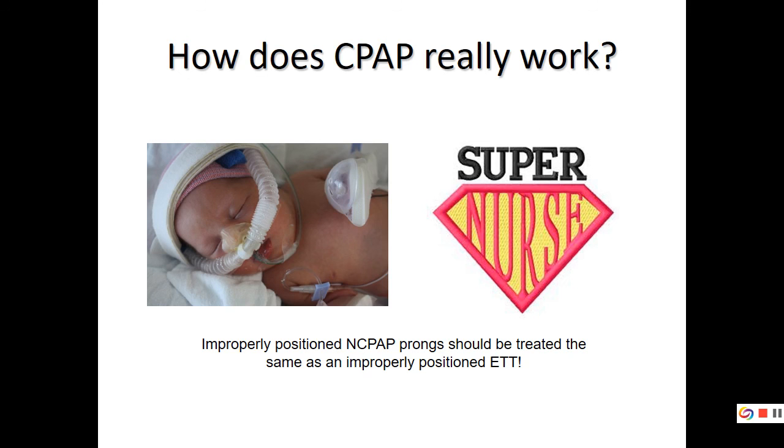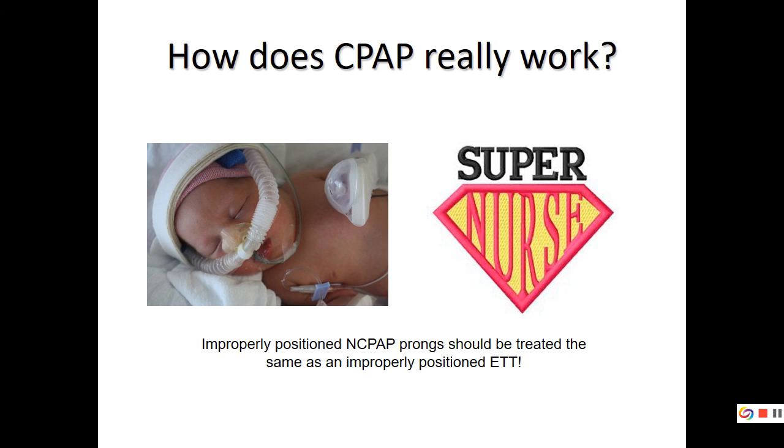So how does CPAP really work? CPAP works with vigilant, excellent nursing care. Doctors and respiratory therapists are not in the room as much as nurses are. And the way that CPAP works is it has to be perfectly positioned at all times. Improperly positioned nasal CPAP prongs should be thought of the same way as a baby that has an improperly positioned endotracheal tube. Both devices, an endotracheal tube and CPAP, are providing distending pressure.